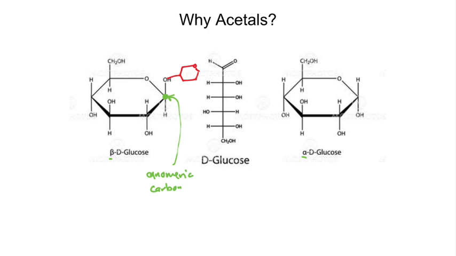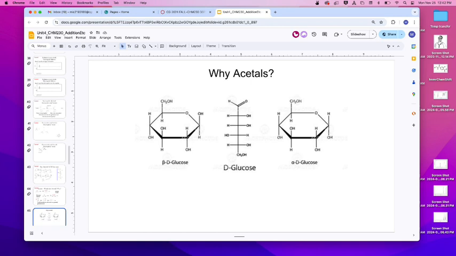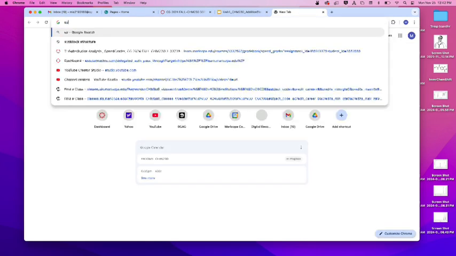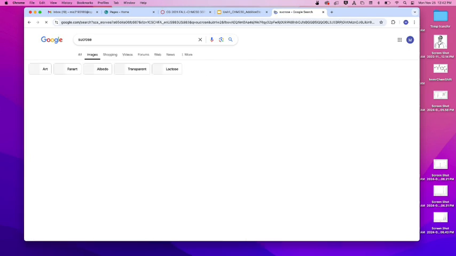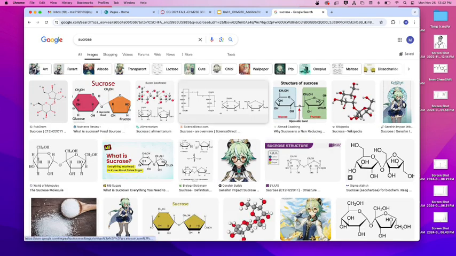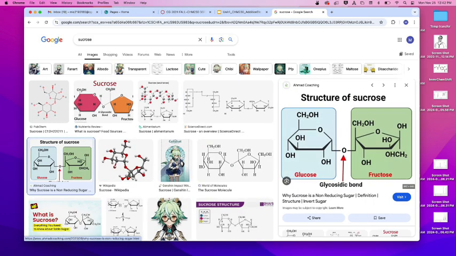Because I drew that so horribly, I'm going to find a better one. So we'll open this up real quickly. Yeah, good. So if you look at a structure for sucrose, let's look at that. Sucrose is taking 2 carbohydrates, glucose and fructose, and connecting them.